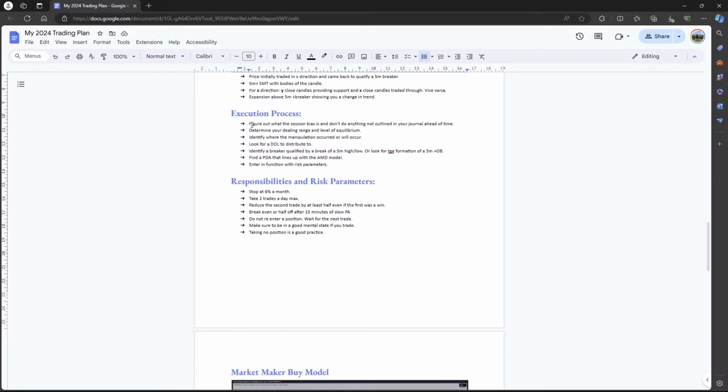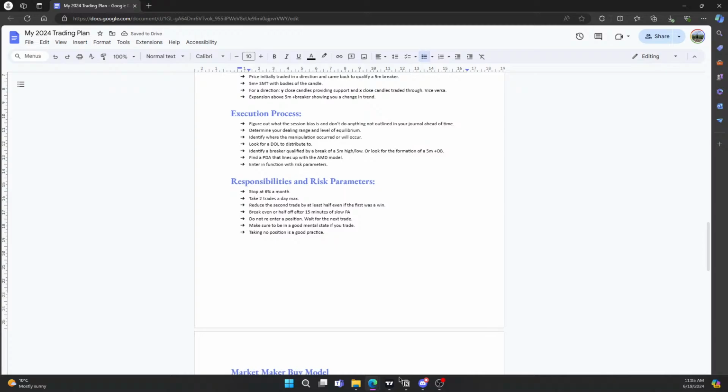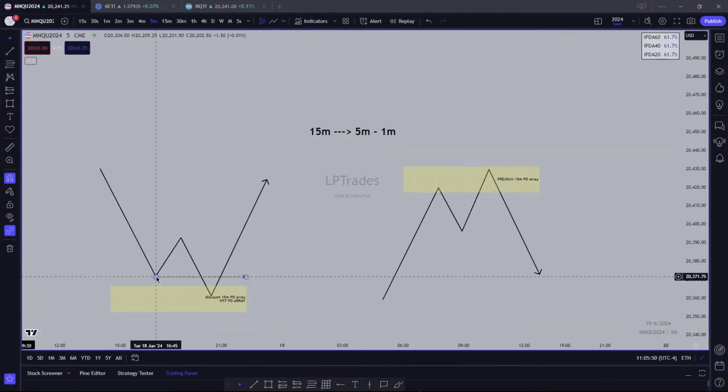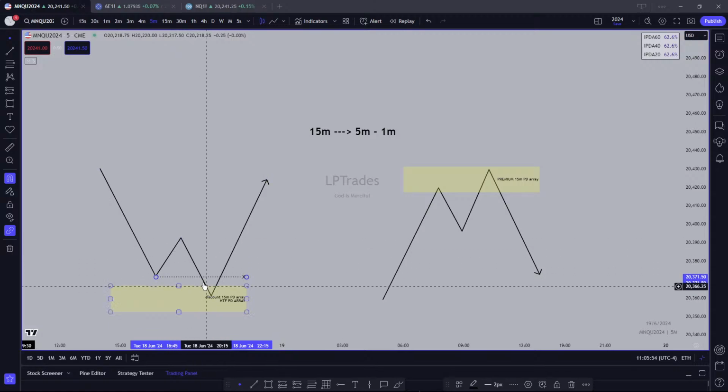Execution process: figure out what the session bias is and don't do anything not outlined in your journal ahead of time. Determine your dealing range and level of equilibrium. Identify where the manipulation occurred or will occur. Look for a draw on liquidity to distribute to. Identify a breaker qualified by a break of a 5-minute high or low, or look for the formation of a 5-minute bullish order block. This is what I explained here, right? I look for a 5-minute breaker to form or a 5-minute order block to form.